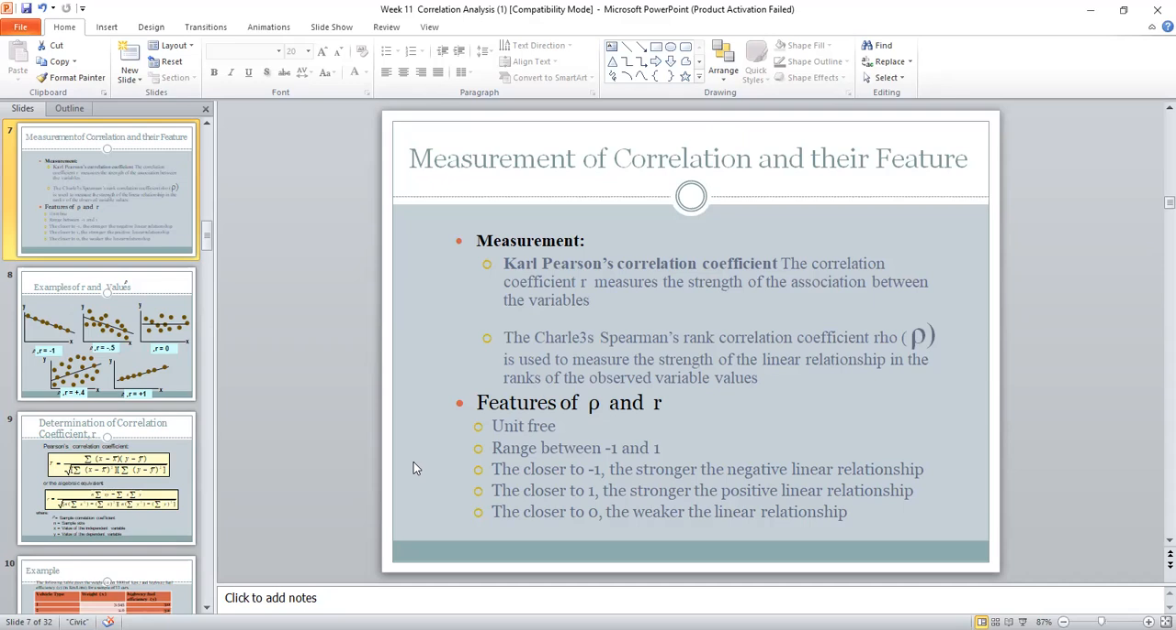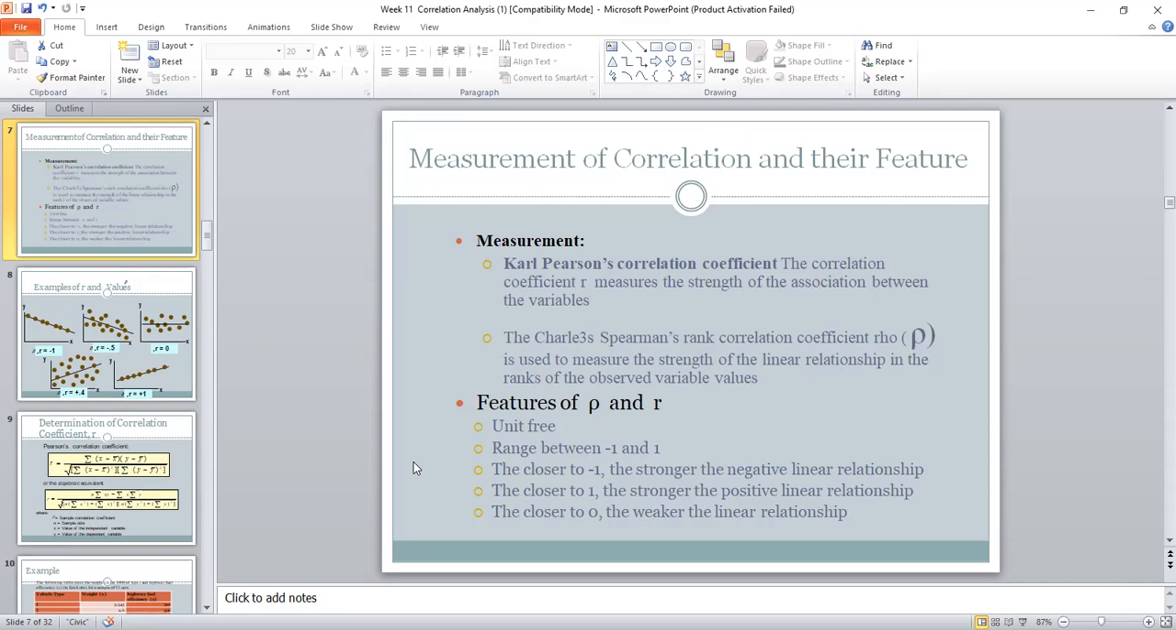What are the features of these correlation coefficients? Number one is that they're unit free. You can compare sales volume and advertisement cost. Sales volume could be number of units, advertisement cost would be in Kenya shillings, unit free. Number two, both of them range between -1 and +1.